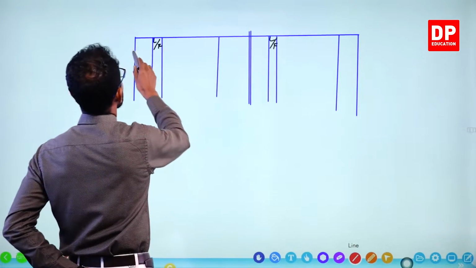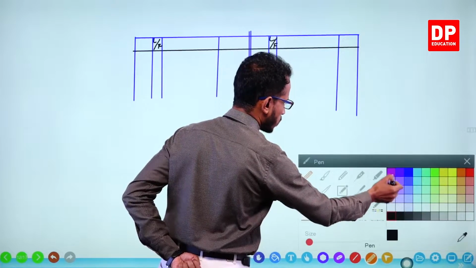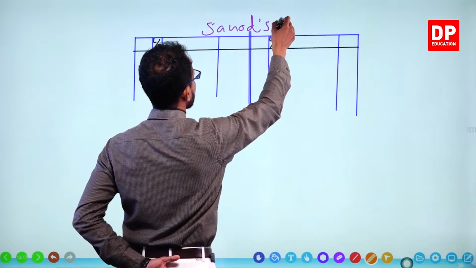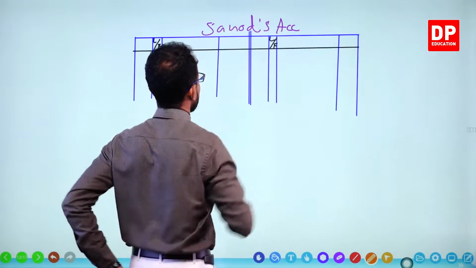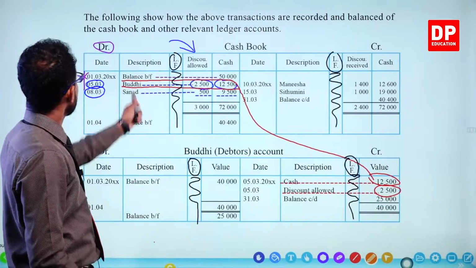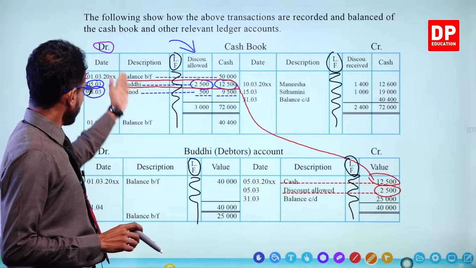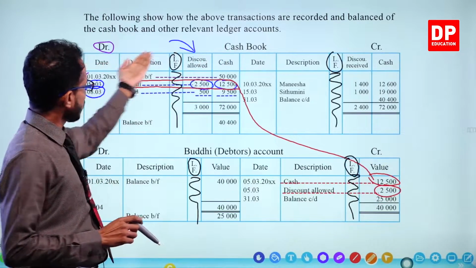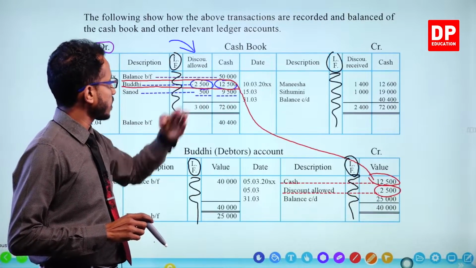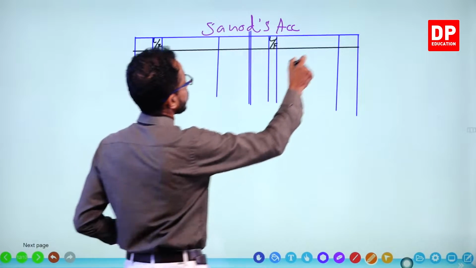All right, this is Sanod's account. Sanod is the debtor. Sanod debtor's account. Now, just because it is debited in the cash book, children, 500 as a discount and 9,500 as cash, it should be credited in Sanod's account. Credit side.